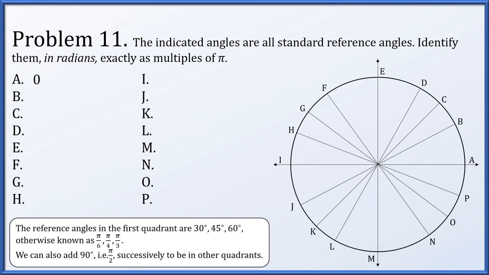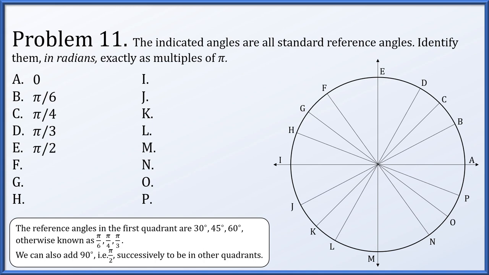So we start at A, which is pointing straight along the axis. That's an angle of 0. We've already remarked that in the first quadrant, our reference angles are pi over 6, pi over 4, pi over 3. Angle E is pointing straight up. That's 90 degrees or pi over 2.